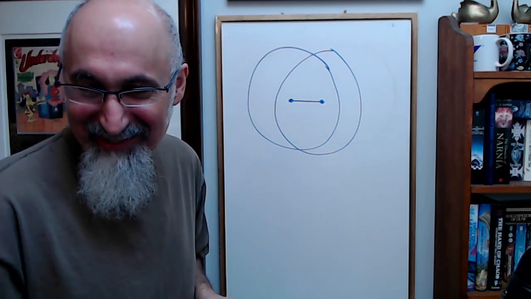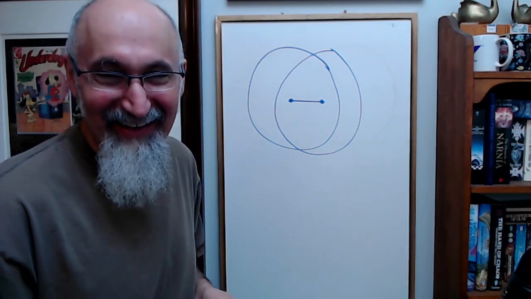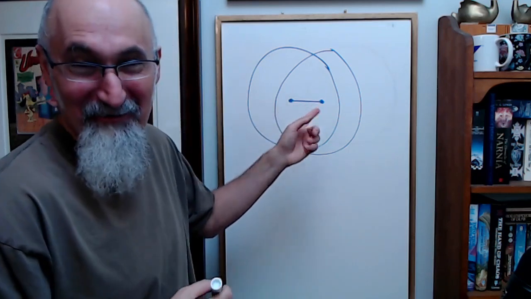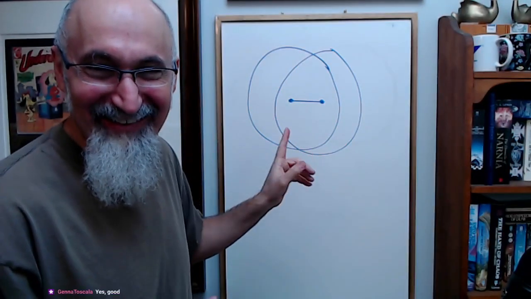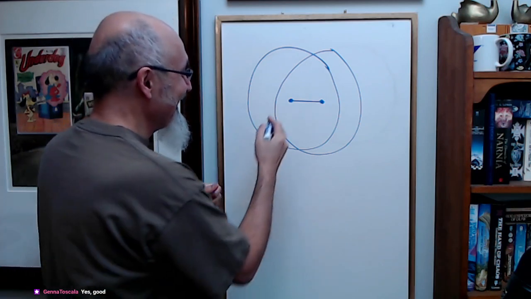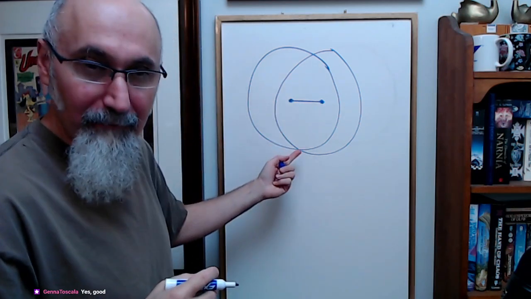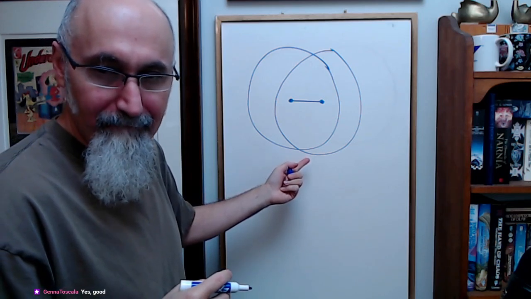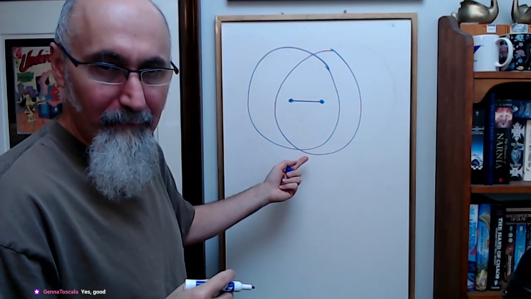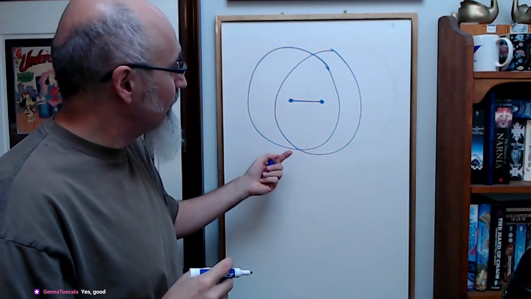Just for theory, both centers are in the middle. Not to scale, not to scale. Okay, so this radius is 50. So we want to find the area here. How do we find the area there?